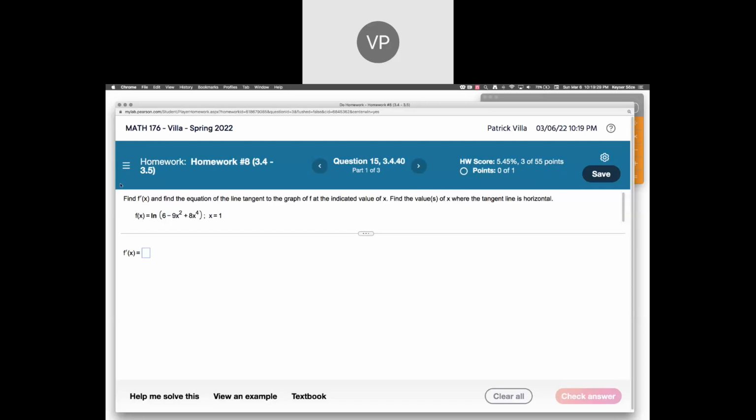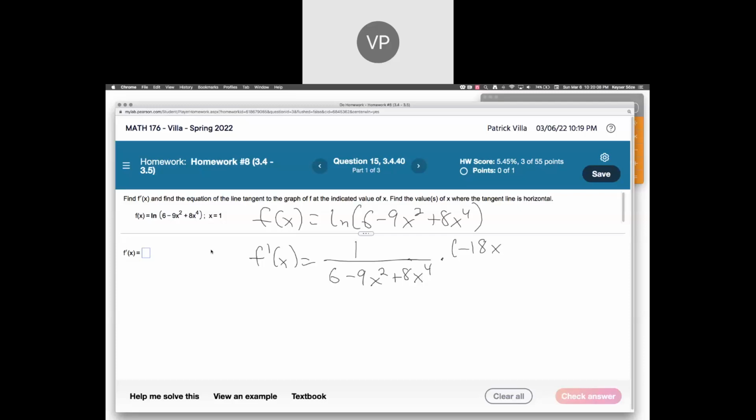Number 1, let's just find the derivative. Okay, so one step at a time. Don't think too far ahead here. Okay, so that's the problem. That's the function. The derivative, remember, is 1 over that entire inside. Again, that's because that's the rule for dealing with any natural log. Then I'm going to multiply by the chain rule, which says the derivative of that inside. Well, the derivative of 6 is nothing. That becomes a negative 18x, and the other part is going to be a 32x cubed.